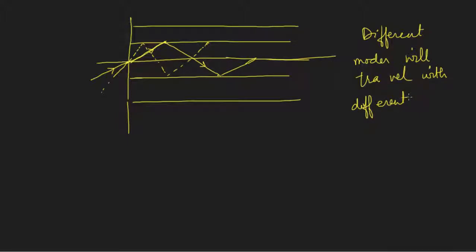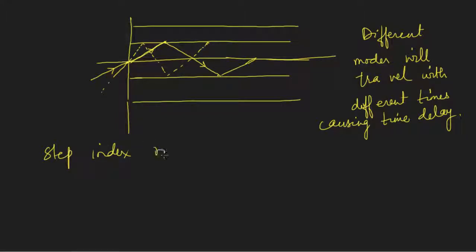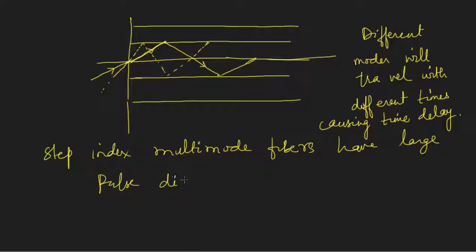So at the other end of the optical fiber, there will be a time delay, which we already discussed, which is called pulse dispersion. So with different time, causing time delay, step index multimode fibers have large pulse dispersion.